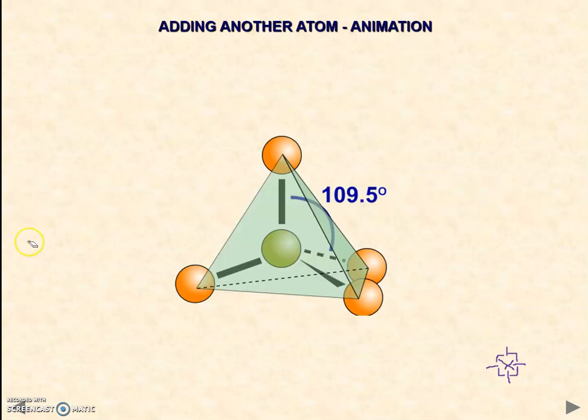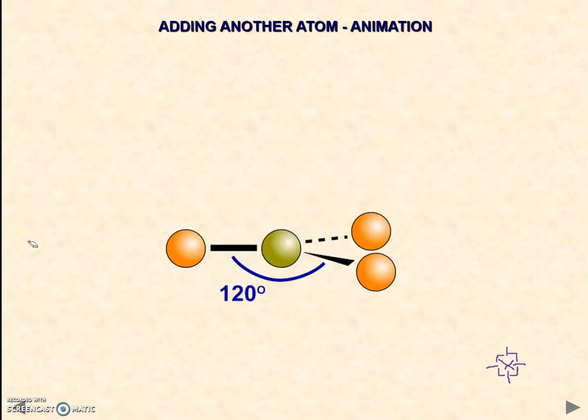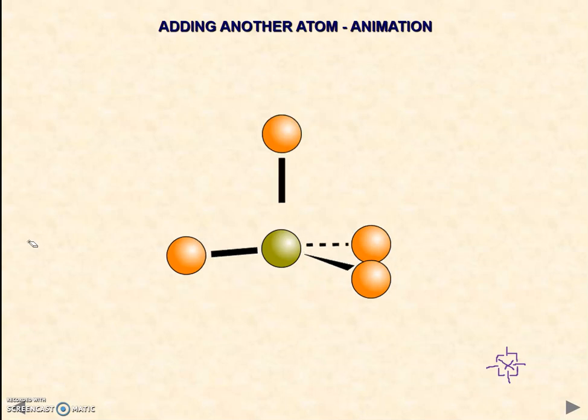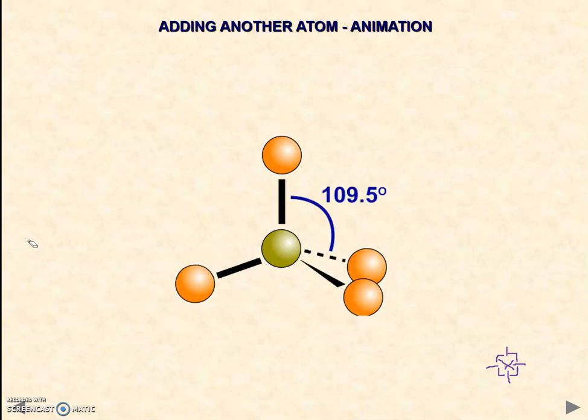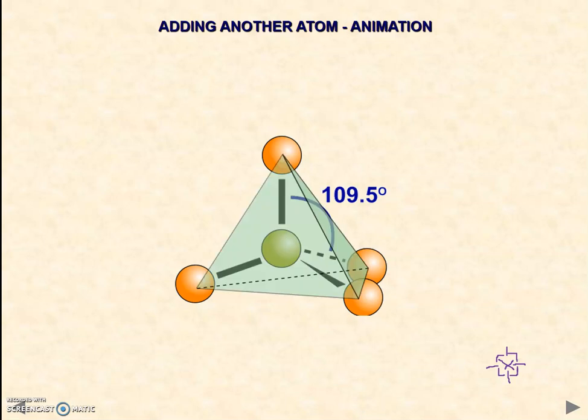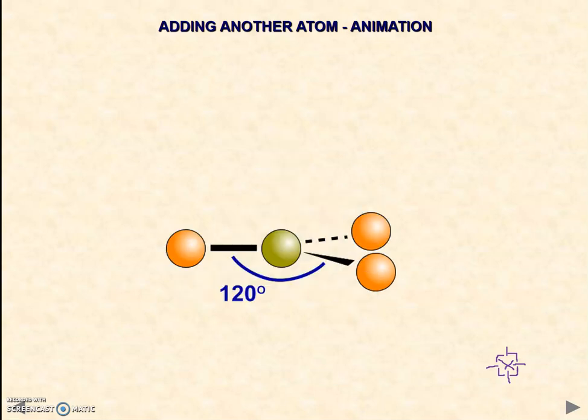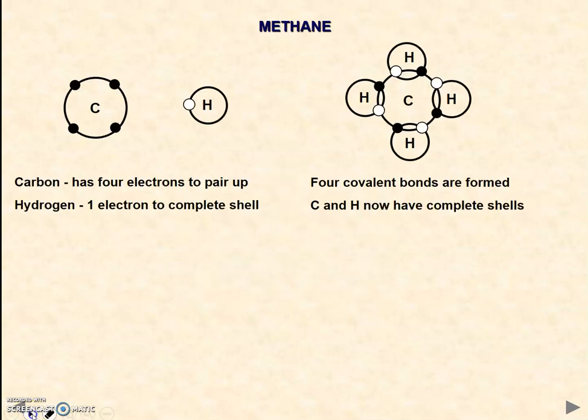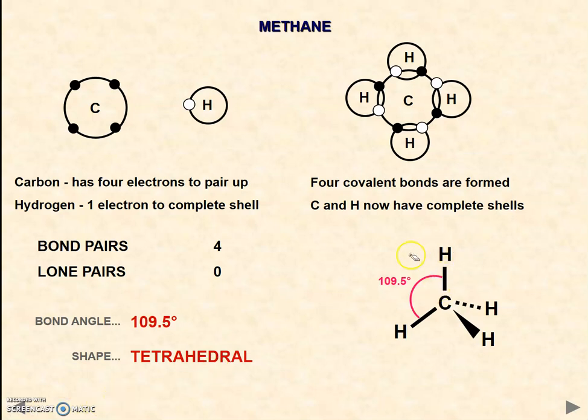So if we go back to the animation, you can see there that if you join the orange atoms together to make a face, then you get a shape with 4 faces, and the 4 sides are of equal size. The 4 sides are of equal size, and that is known as a tetrahedron. So when you have a molecule with 4 bond pairs, no lone pairs around that central atom, then you have a tetrahedral shape.